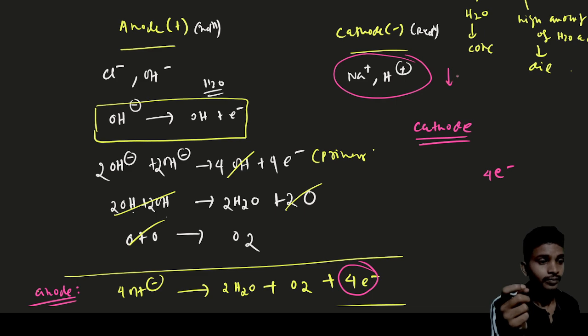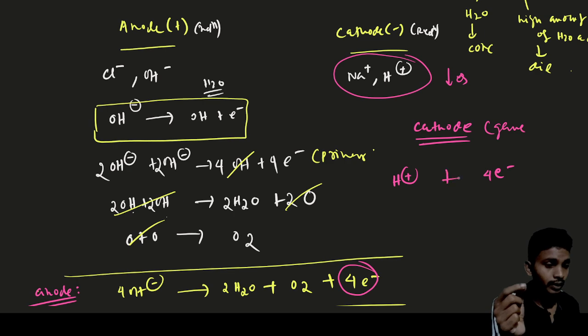For the cathode we look downward in the series, and H plus is downward from Na, as we have seen in the electrochemical series. So H plus will discharge. Cathode means gain of electrons, so gain of electrons will happen. How many electrons will it gain? 4 electrons, so it also becomes 4, then it has to give H2.